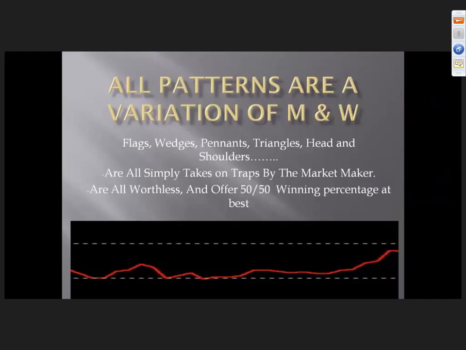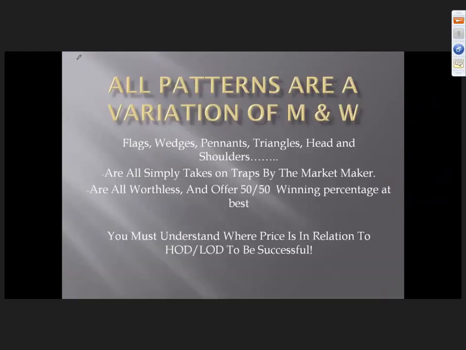All right, so look. All patterns that you see that are in these textbooks, they're a variation on an M and W. Flags, wedges, pennants, triangles, the head and shoulders at level 3. But what they really are is they're simply traps by the market maker, and for our purposes, I'm not insulting anybody, but for our purposes, they're worthless. They offer a 50-50 winning percentage at best. I told you in the beginning of the week, we're not in the 50-50 business.